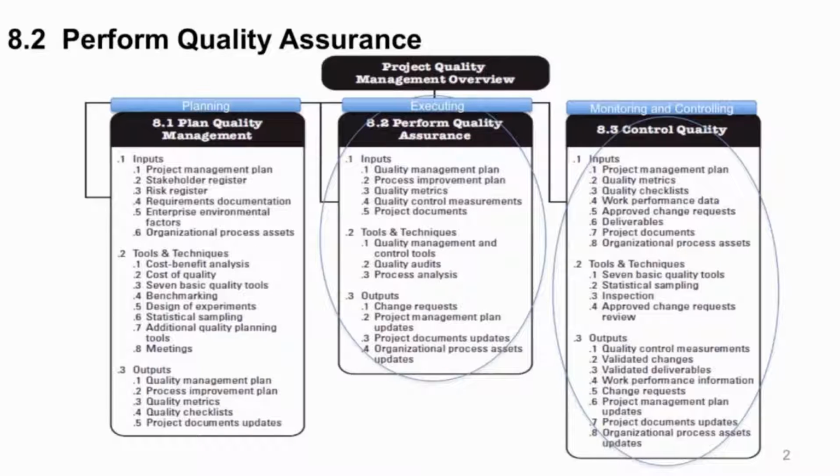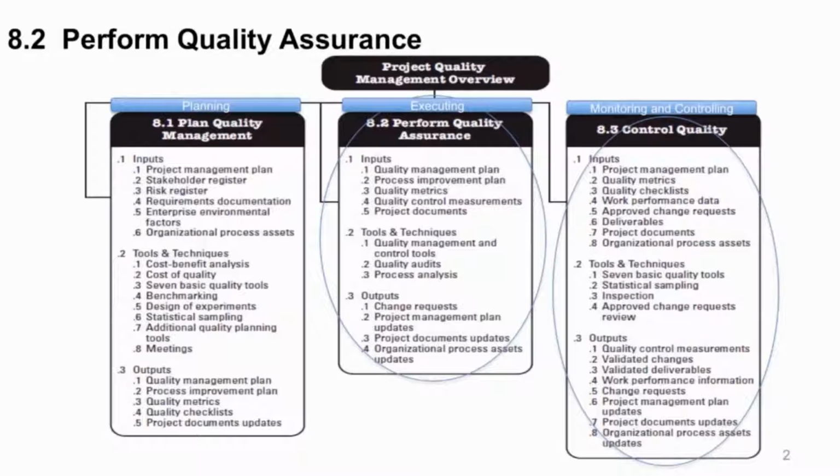Okay, well, let's look now at processes 8.2 and 8.3 in the project quality management knowledge area: Perform Quality Assurance and Control Quality, the two that are circled here. Again, just for your edification, to remind you that it's important to know these things, especially since they are not depicted in your PMBOK guide: the planning, executing, and monitoring and controlling process groups that these activities are members of.